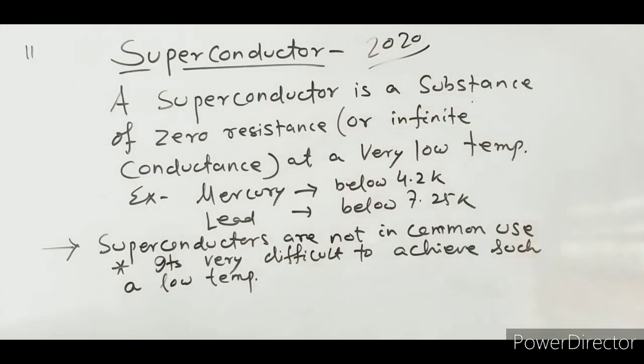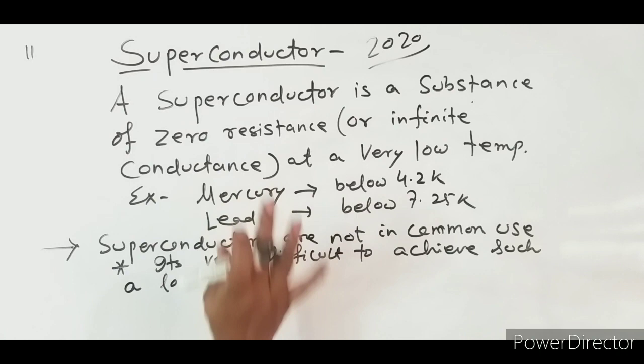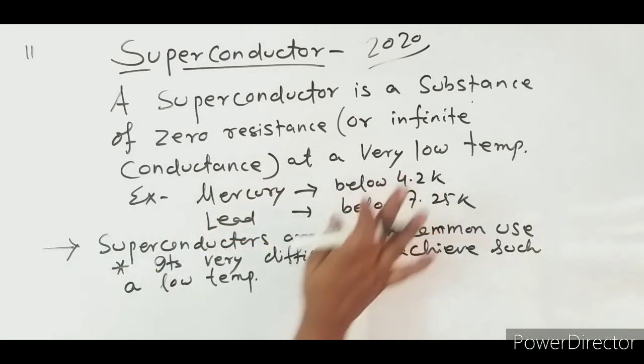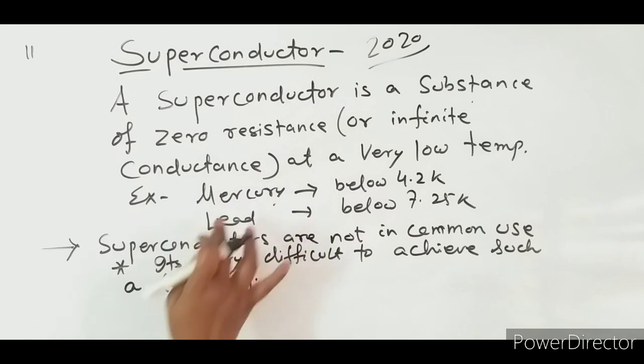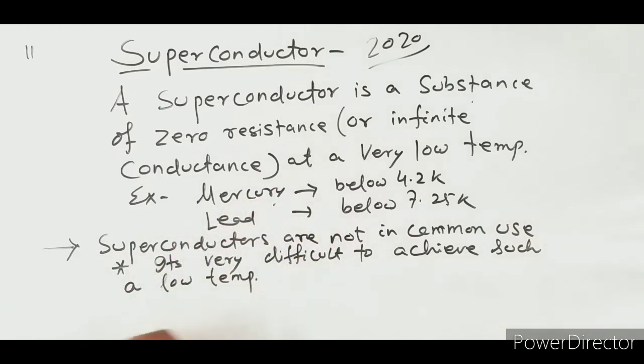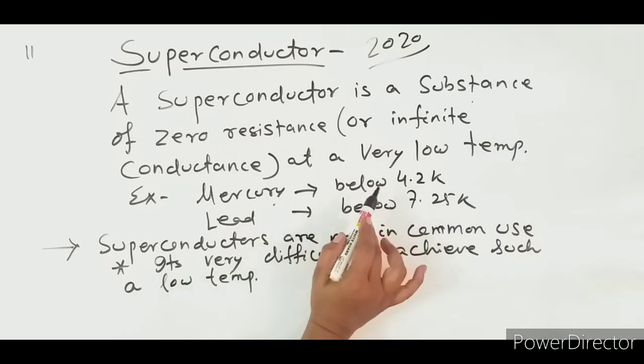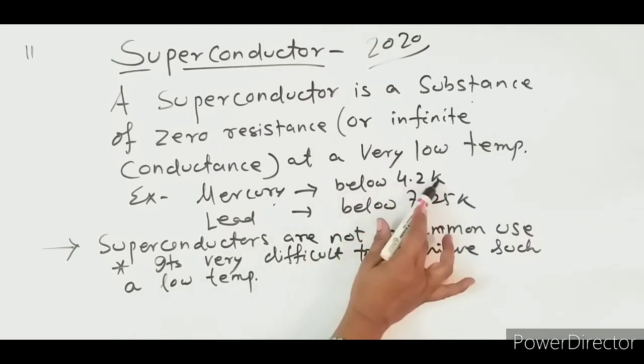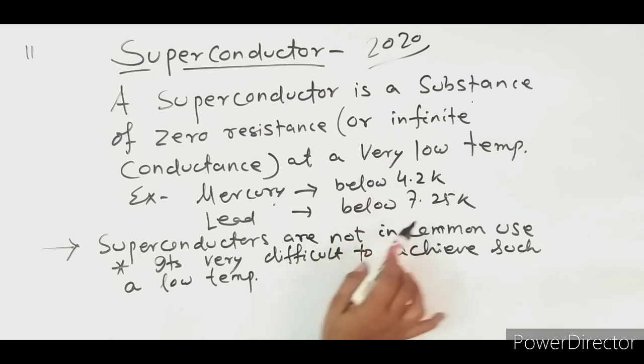This is a 2020 board question. What is a superconductor? That was the question. A superconductor is a substance of zero resistance or infinite conductance at very low temperature. When this question is asked and you are to write an example, don't go for only mercury or lead. You have to mention the temperature, because at ordinary temperature mercury and lead do not act as superconductors. At very low temperature, below 4.2 Kelvin for mercury and below 7.25 Kelvin for lead, they act as superconductors.